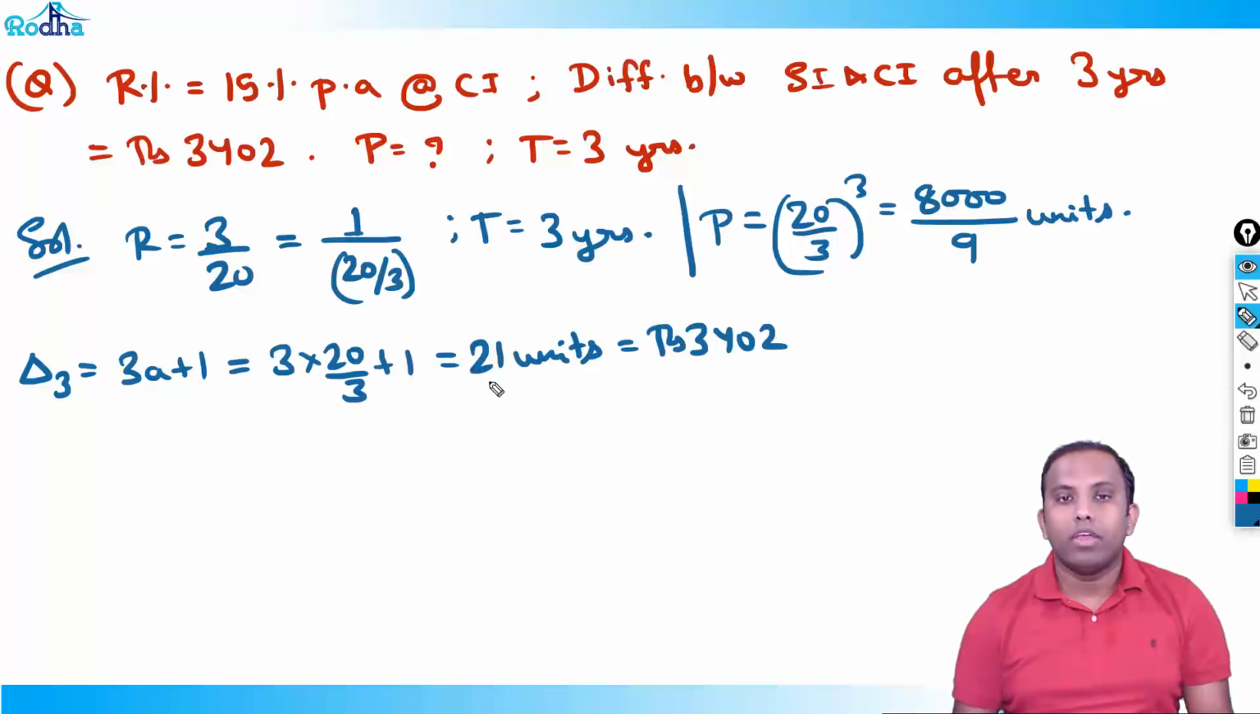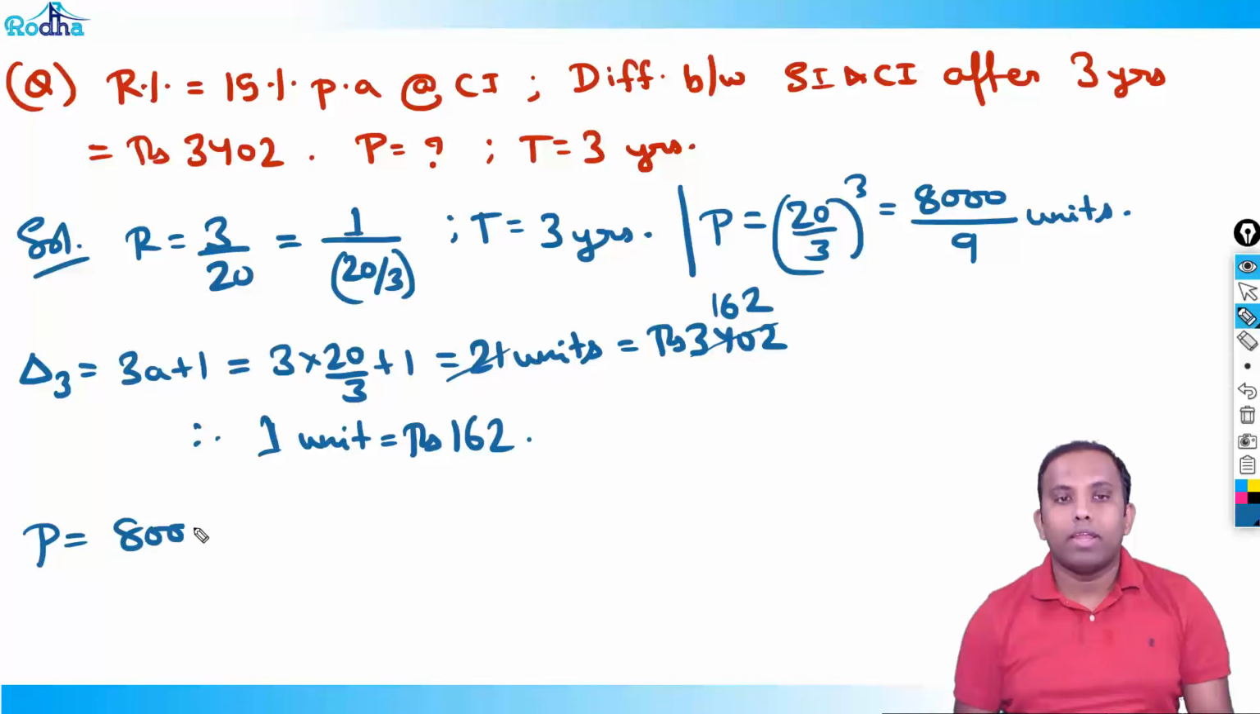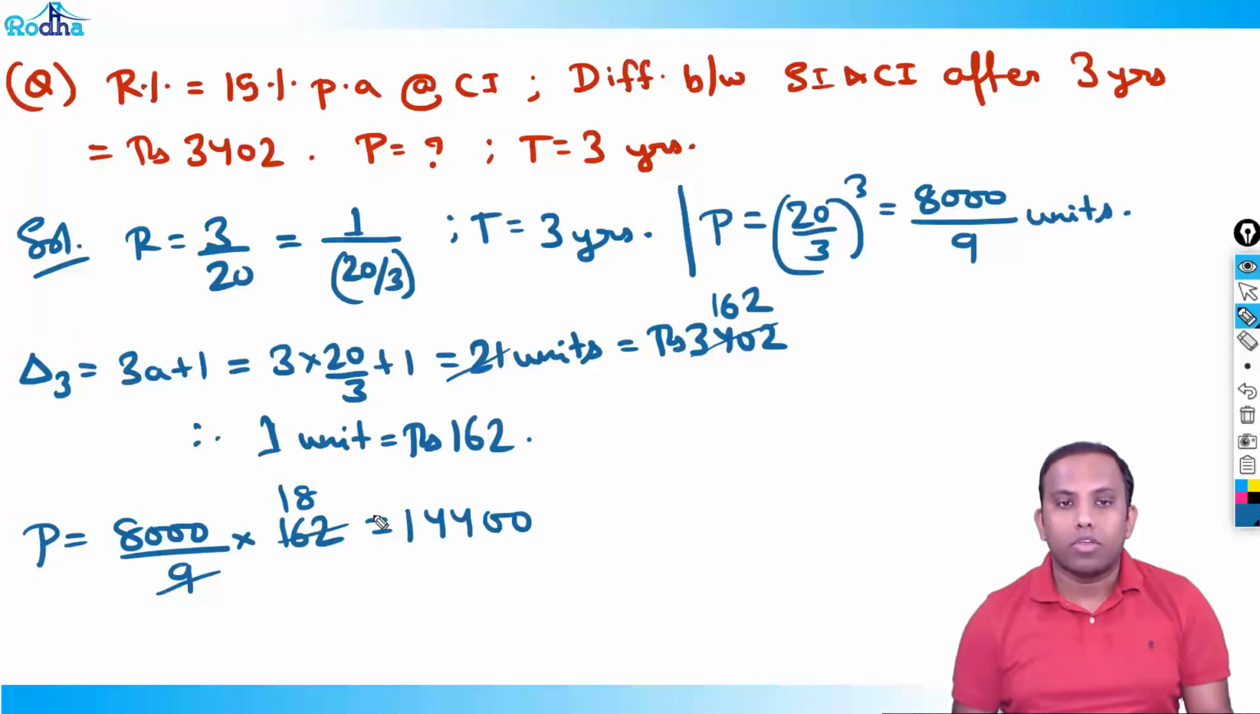We can cancel it out. 21, 1 ja 21, 13 is left. 130. 21 into 6 is 126. 42 and 42, 162. Therefore, the value of 1 unit becomes rupees 162. So what is the principal? The principal is 8,000 by 9 units. So 1 unit is rupees 162. Cancel, 9 goes 18 times. 18 8 ja 144. Okay, 144,000. I hope it is clear. So 1,44,000 should be the answer for this question.